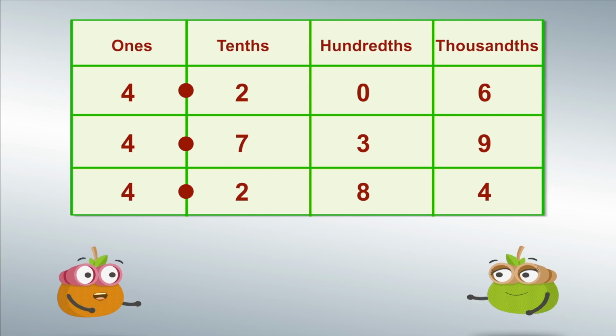So in decreasing order, we have 4.739, 4.284, 4.206.